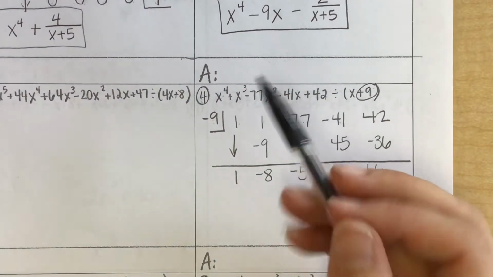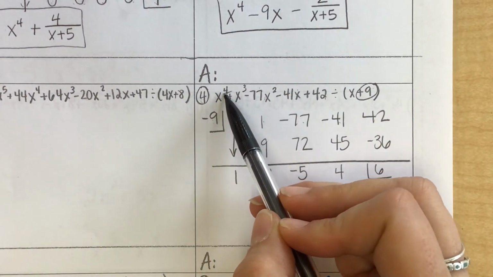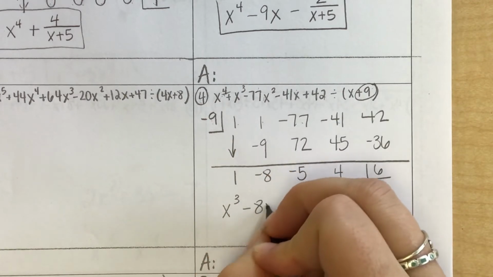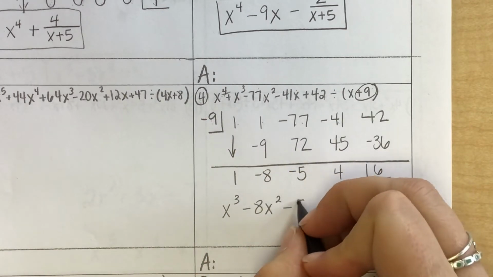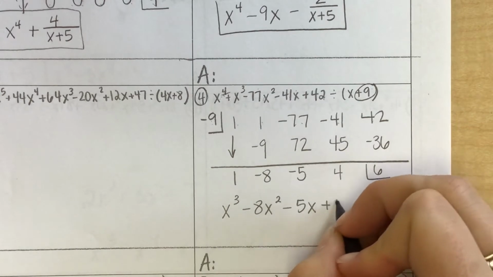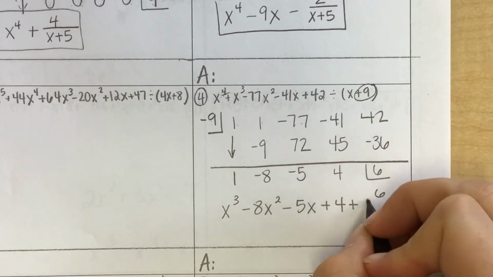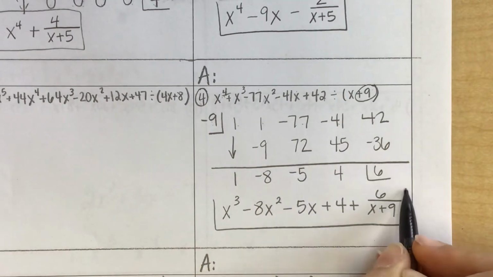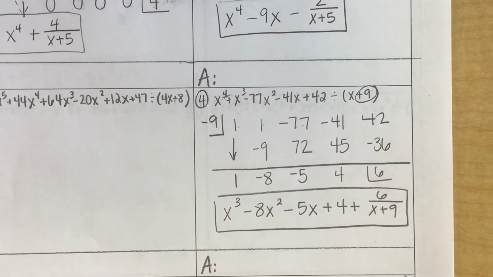All right, so then I write my answer. This was x to the 4th, so my answer starts 1 less. So this is x to the 3rd minus 8x squared minus 5x plus 4 plus 6 over x plus 9. And that's your answer. Okay?